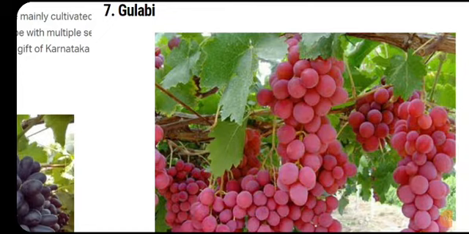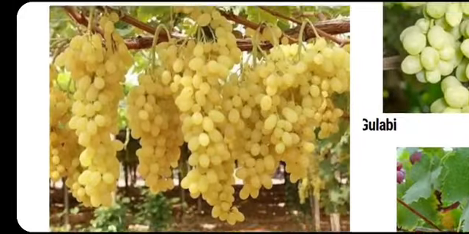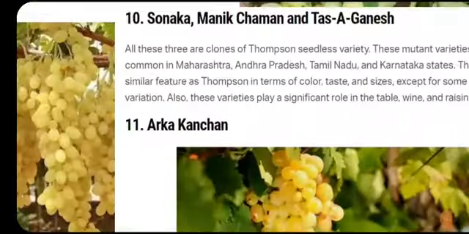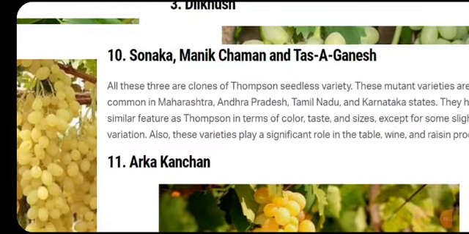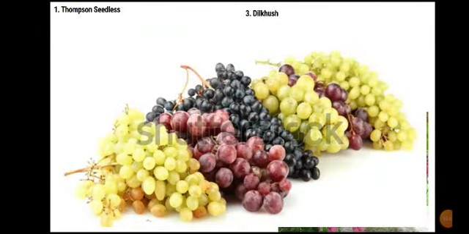So there is one more variety of wine which is produced in between red and white, and that is called rose wine. Rose wine has a typical pink color or rose color, which is produced by using this variety of grapes. Then Bokri is another variety which is used in the production of white wine. Then what we eat regularly is Sonaka, Manikchaman, Ganesh, and Arakta Kanchan. So these are the different colors of grapes which can be used in the manufacturing of wine.